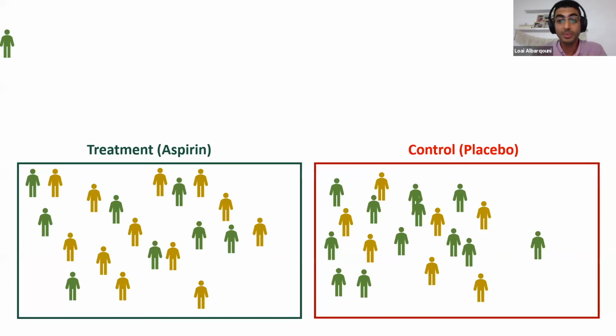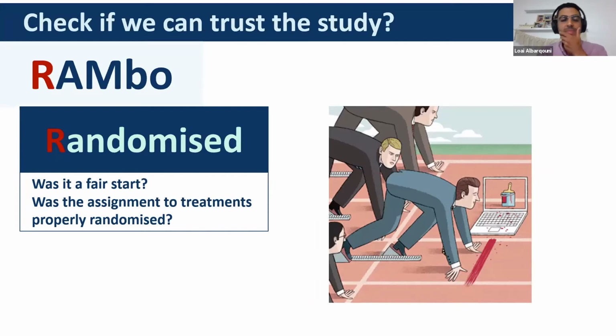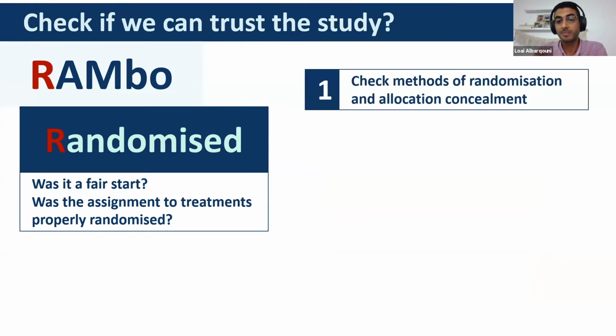And with larger numbers, the randomization will be better and better. And also with a more proper randomization procedure like computer randomization, this will be done more appropriately. So that's the importance of randomization. And we have to make sure that there's a fair start, and that this randomization process has been done according to good practice.